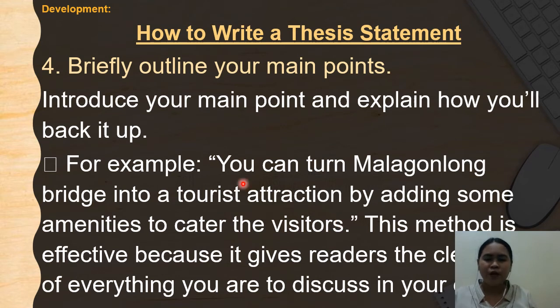What is now your main point here? Ang main point mo dito, pwede mo daw gawin si Magalonglong Bridge na tourist attraction. Paano? By adding some amenities to cater to the visitors. So that's how you introduce your main point and explain how you'll back it up. Ito yung backup niya. By providing some information kung paano mo gagawin siyang tourist attraction.